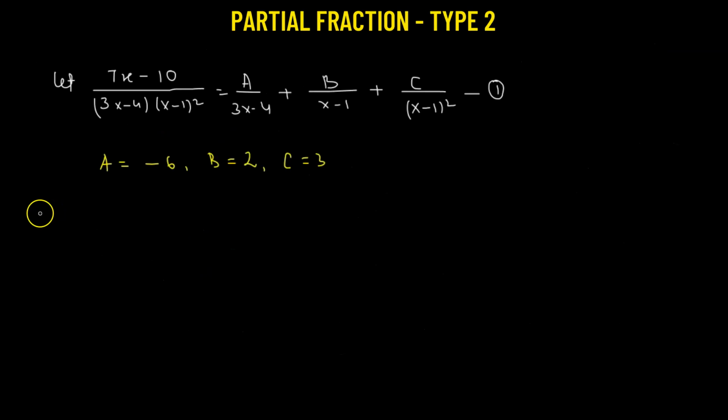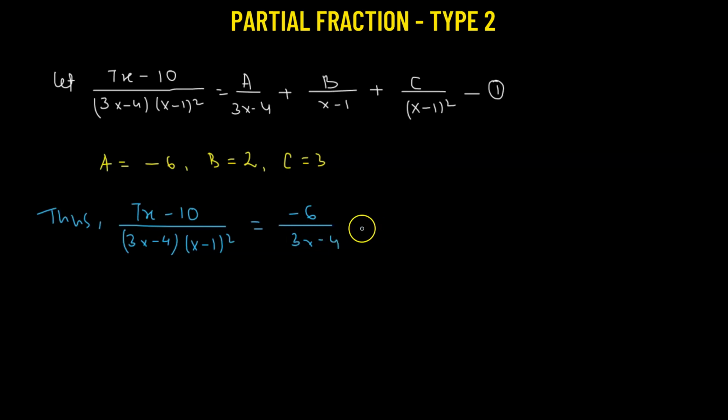Let's do that. Thus, (7x - 10) divided by (3x - 4)(x - 1) whole squared is equal to negative 6 over (3x - 4), plus 2 divided by (x - 1), plus 3 divided by (x - 1) whole squared. So this is the final value. We have successfully split the given rational fraction into three partial fractions.